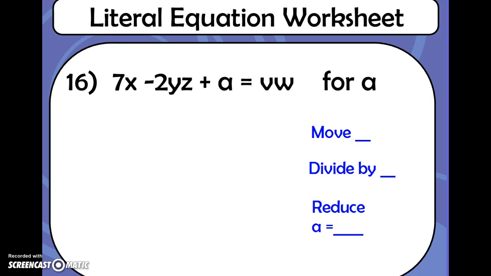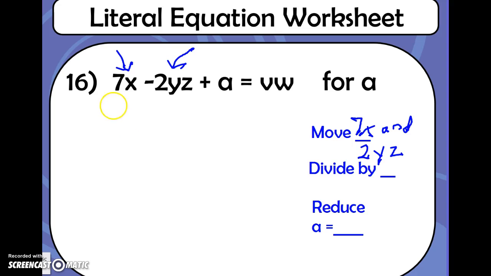On the back of your worksheet, you're solving for a. So we're isolating the a. We have 2 terms to move. They are 7x and -2yz. So we need to move both of them. Move 7x and 2yz.